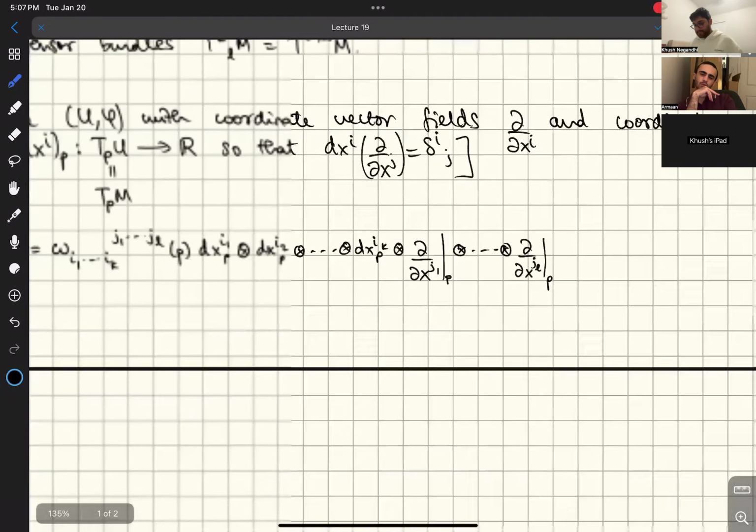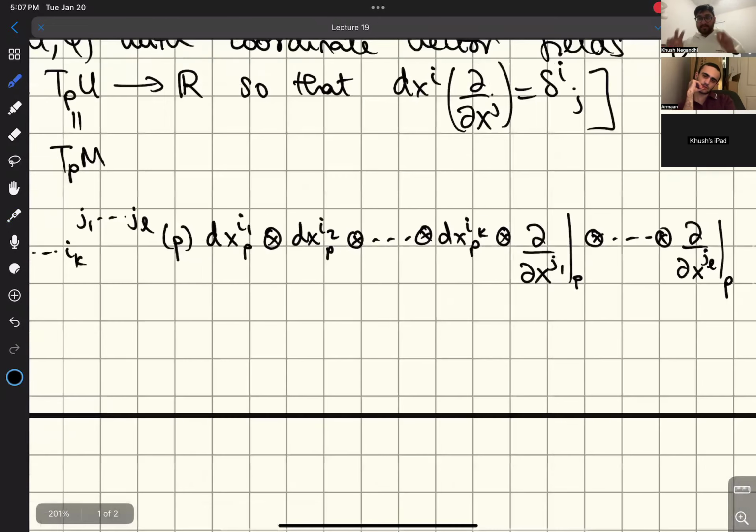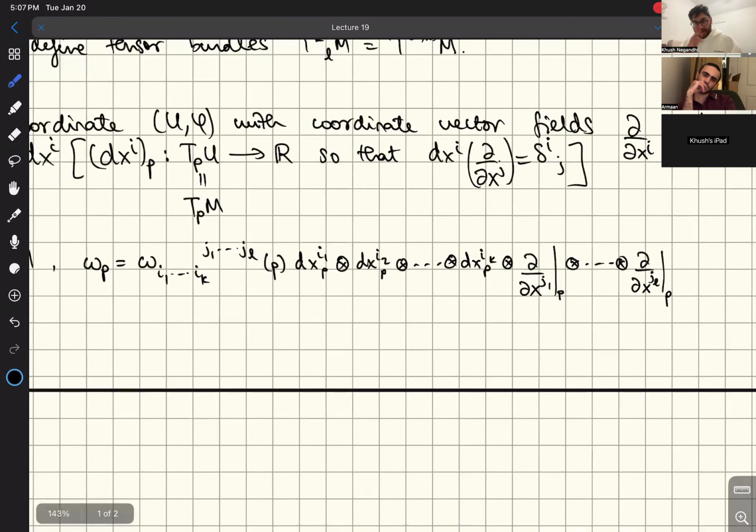Why are you doing it twice? Because I have L tangent vectors and K cotangent vectors. So this is, in local coordinates, what my object looks like. Now it might be like, okay, this is not any better than before. You would probably be right.